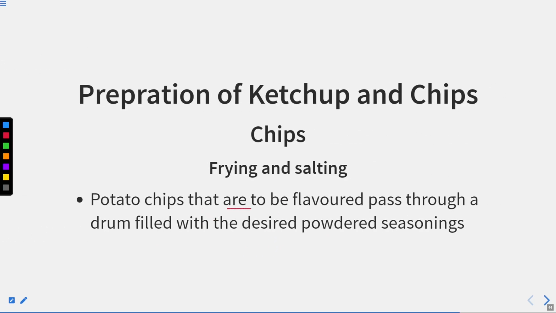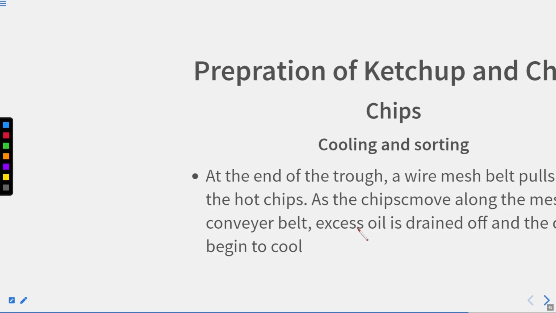Potato chips that are to be flavored pass through a drum filled with the desired powdered seasoning. Sometimes there are different tastes, like flavored chips, onion flavor, tomato flavor. To provide that flavor, that powdered seasoning is added, so these chips are passed through the drum filled with the powdered seasoning.